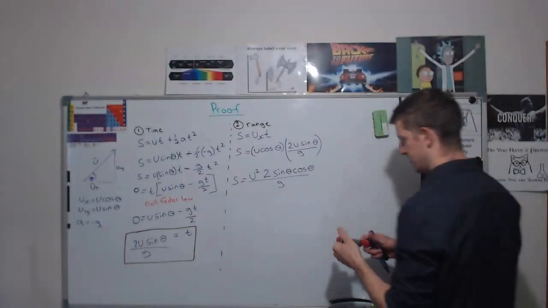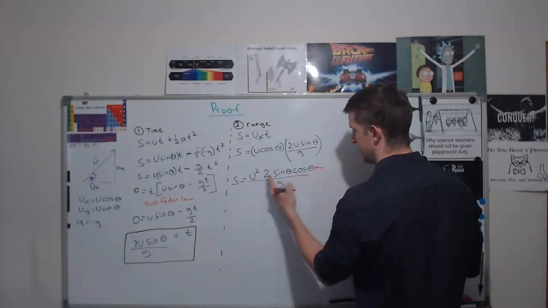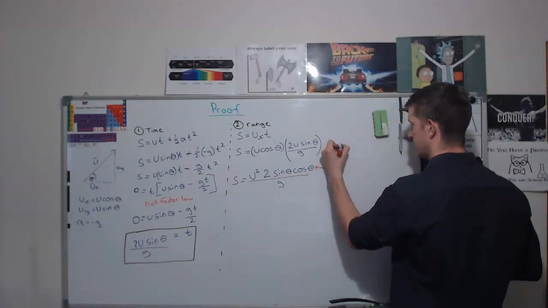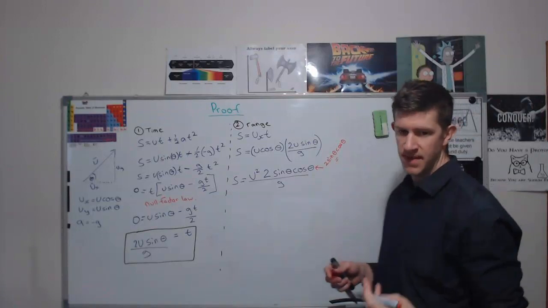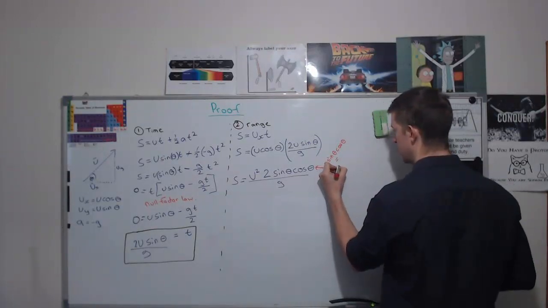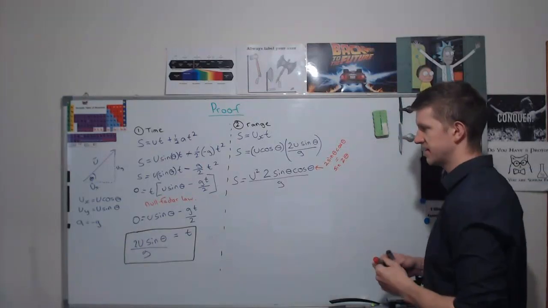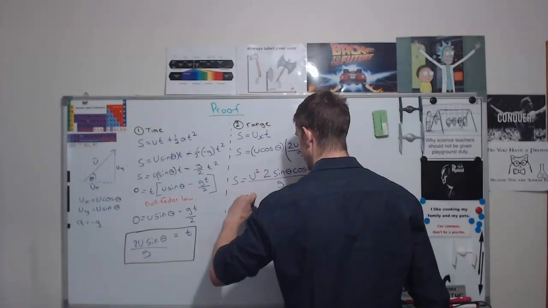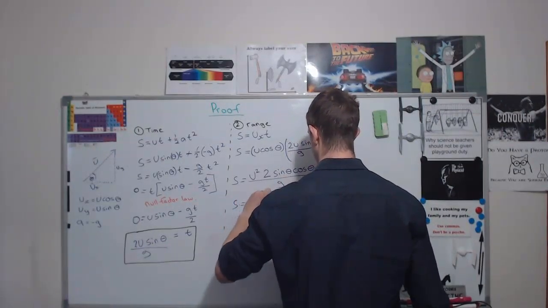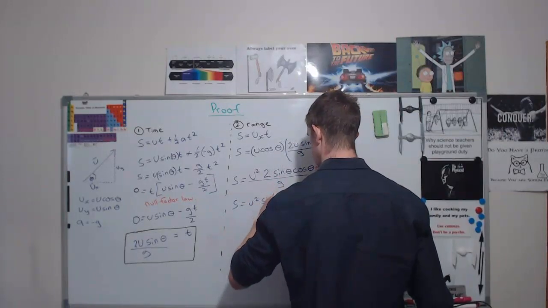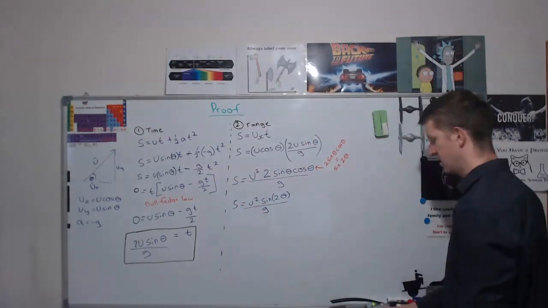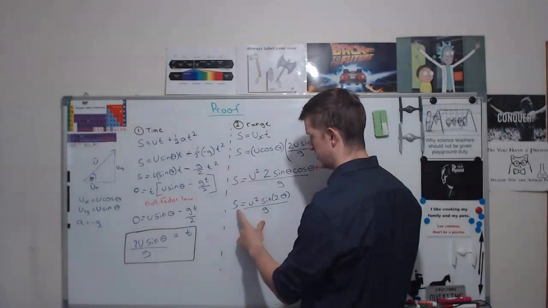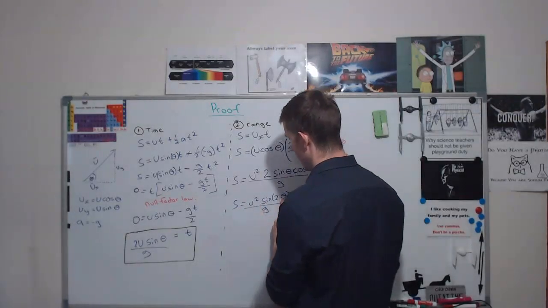Important thing to note here is that 2 sine theta cos theta, using the math identity, is actually equal to sine of 2 theta. So I can simplify that even further. So that's going to mean that my distance, my range, is u squared sine of 2 theta divided by g. So now I've got range in terms of my initial velocity, my angle, and gravity.